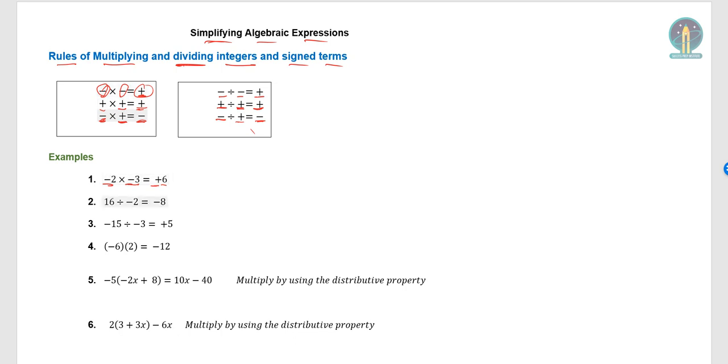So it's positive 6. 16 divided by negative 2. So 16 divided by 2 is 8, but divided by negative 2 is negative 8. Okay, because they have different signs, right? This is positive 16, this is minus 2. Minus 15, or negative 15, divided by negative 3. So 15 divided by 3 is 5, but you have negative and negative, so the signs are the same, so you get plus 5 as your answer. Negative 6 times 2 is negative 12.